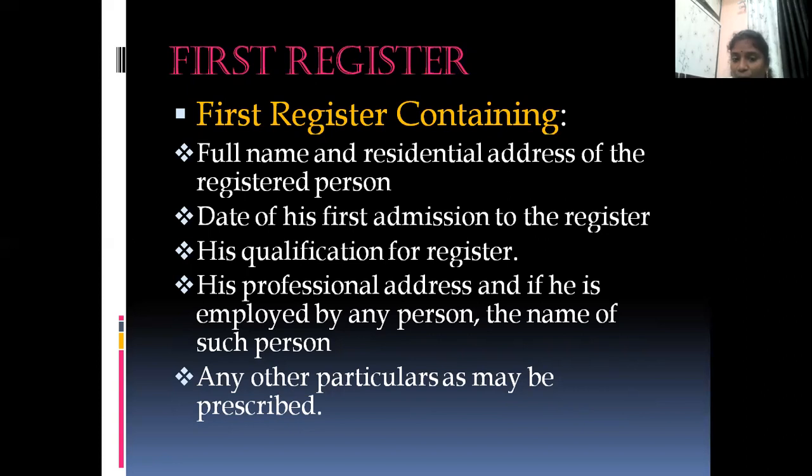If the person is employed as a teacher, otherwise he is employed as a registered pharmacist. So what his job, the nature of the job, the person details and professional address, everything also will be included in this first register. Okay, next one is other particulars as may be prescribed. So what it contains means conduct certificates, TC certificates, all those particulars also are prescribed in this first register.